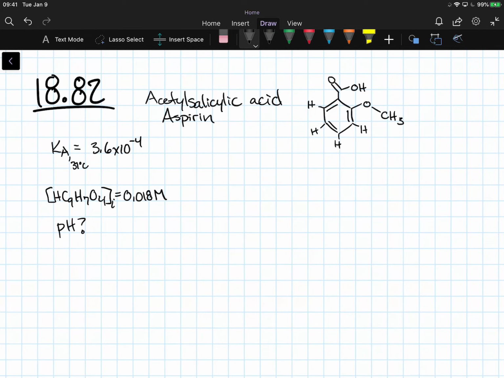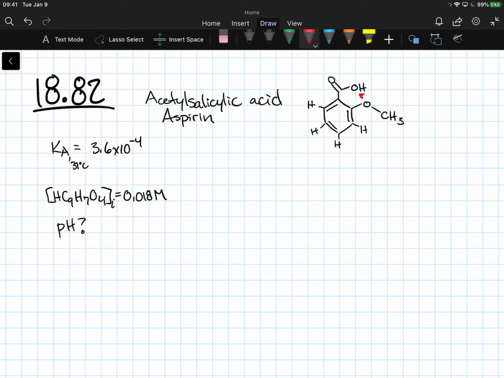So let's take a look at the structure really quick, because this is what we're going to be talking about later on when we start talking about structure versus acidity. There are a couple different hydrogens labeled here. Now it turns out that the one over on the oxygen is going to be our acidic proton. That's the one that's going to be leaving. That'll leave a negative charge on that oxygen, and that's going to be our product in this case.